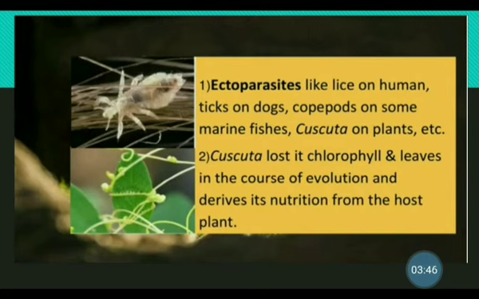Ectoparasites like lice on humans, ticks on dogs, copepods on some marine fishes, Cuscuta on plants, etc. Cuscuta lost its chlorophyll and leaves in the course of evolution and derives its nutrition from the host plant.